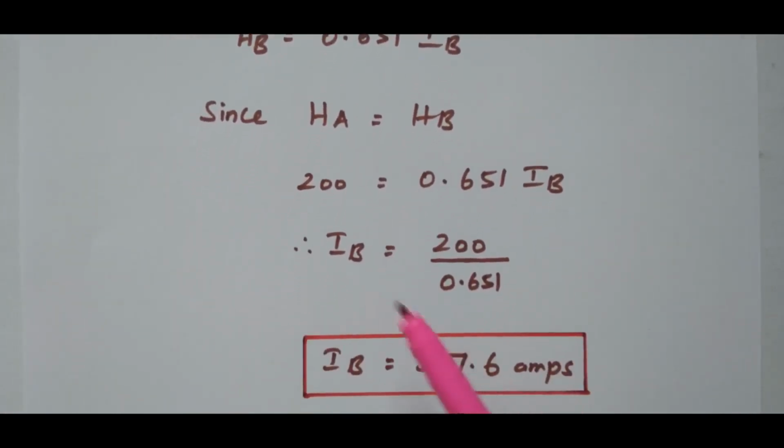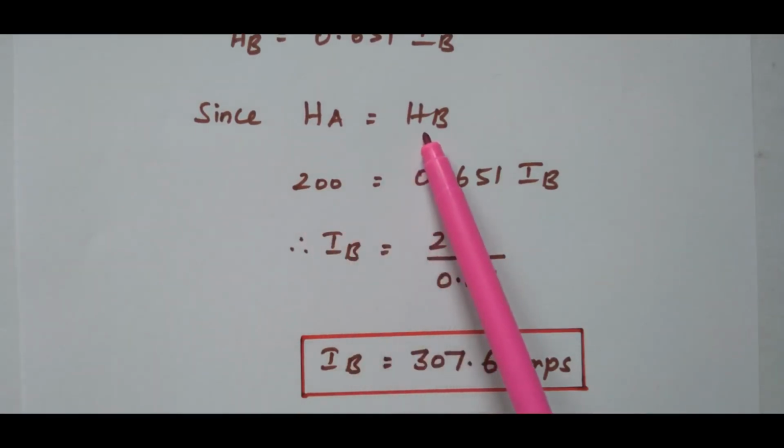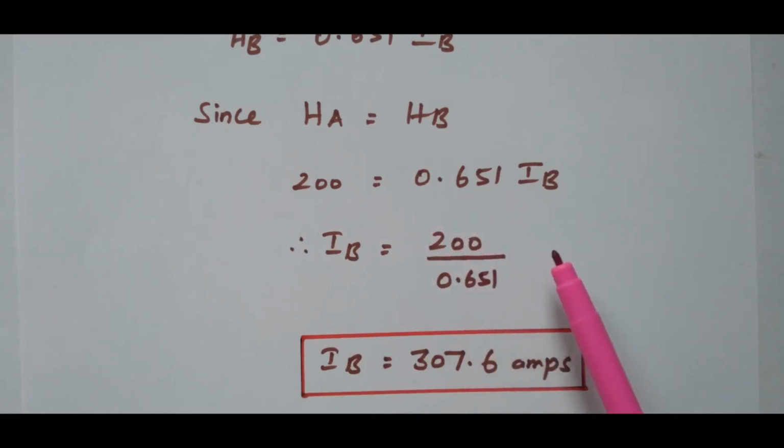Now we have the relation HA equal to HB. What is HA? We calculated 200. What is HB? 0.651 IB. So from that, IB equal to 200 divided by 0.651, that is 307.6 ampere. So the current flowing through the second coil B is 307.6 ampere. Due to this current flow, the magnetic field produced by coil B will oppose coil A and make it 0. So in this video, we discussed the magnetic field intensity due to a circular current loop, followed by 2 different problems. Thank you.